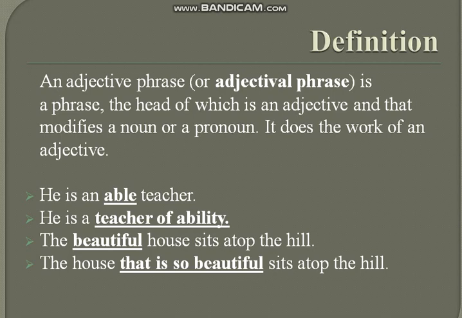The beautiful house sits atop the hill. Here again you can see the beautiful house. Here the word beautiful is an adjective, but look at another sentence: the house that is so beautiful sits atop the hill. Both sentences mean the same, but the main difference is that in the first sentence we have just an adjective, beautiful house, and in the next, the house that is so beautiful. So here it is an adjective phrase because it is modifying the noun house.